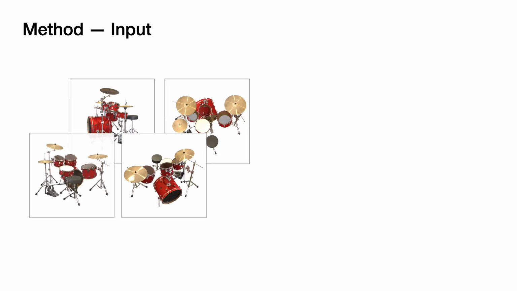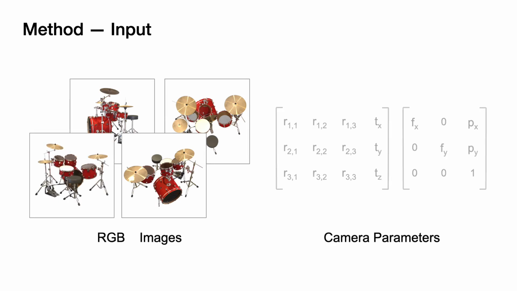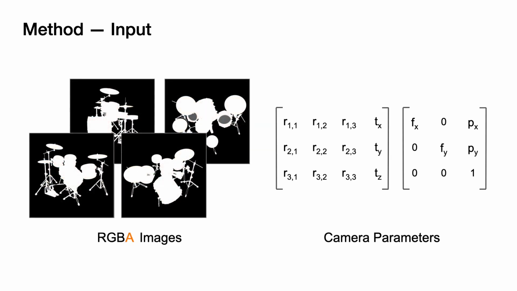To model an object of interest, our method requires multiple RGB images as well as the corresponding intrinsic and extrinsic camera parameters. As we are not interested in modeling the background of the scene, our method furthermore assumes the availability of foreground segmentation masks.